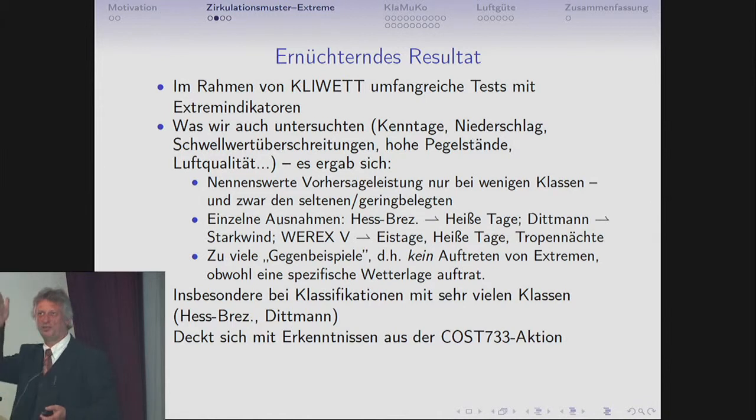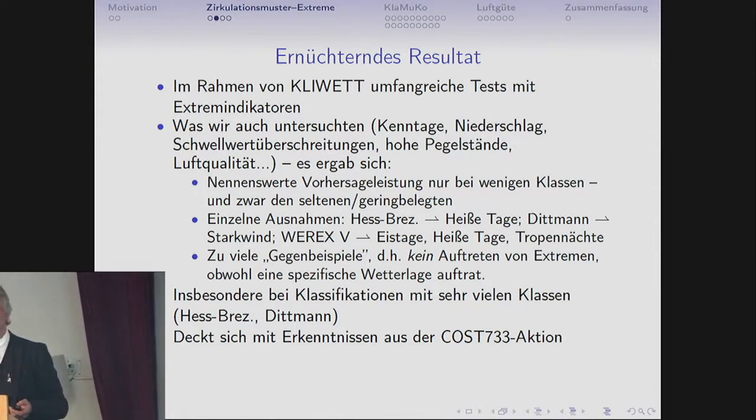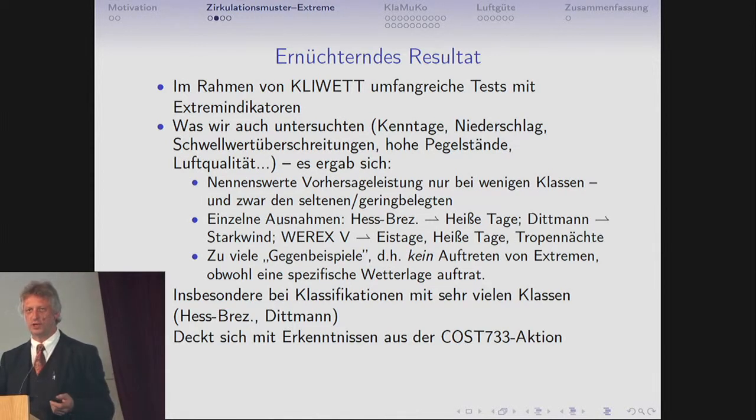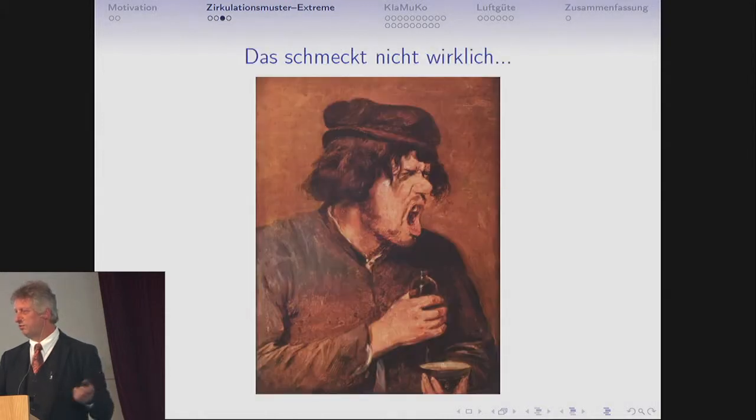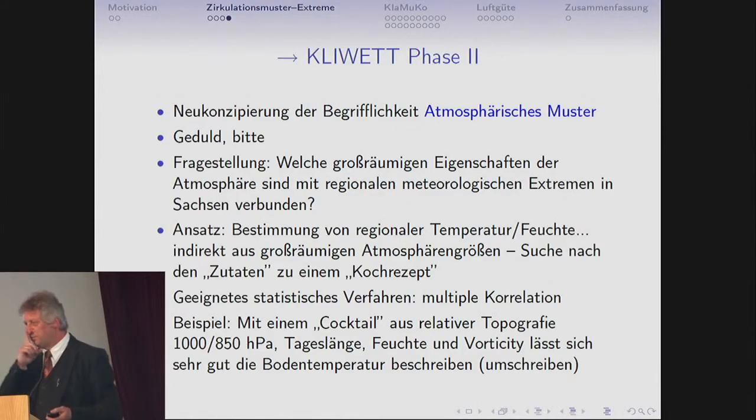So when we had a classification with many different classes, sometimes we have 29 or 40 classes, and this is not so useful. And also in the COST 733 action, this was a comparison and they hit the same wall. So this is a sobering result. It doesn't really taste good.